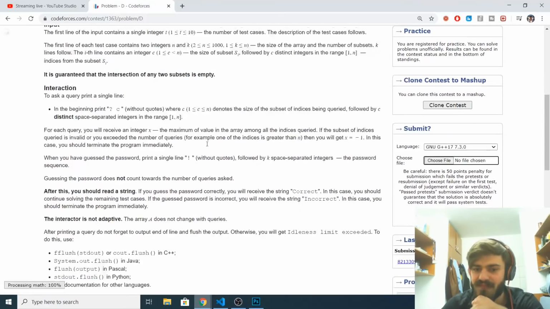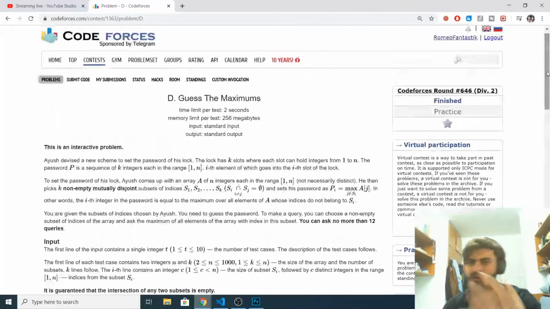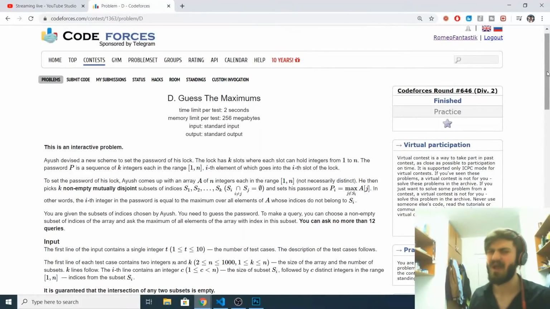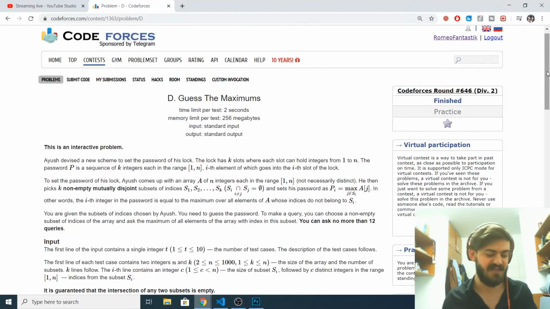And problem D, guess the maximums. I'm going to do a quick explanation about this because we don't have much time left. But some of you in the chat said that it is binary search, and it is super amazing. The problem is really, I really enjoyed solving it.